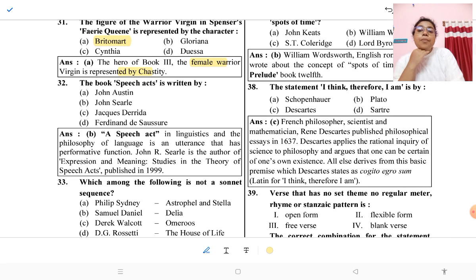Then, the book Speech Act was written by John Searle. A speech act, in linguistics and the philosophy of language, is an utterance that has a performative function. John R. Searle is the author of Expression and Meaning: Studies in the Theory of Speech Acts, published in 1999. So Speech Act was written by John Searle.